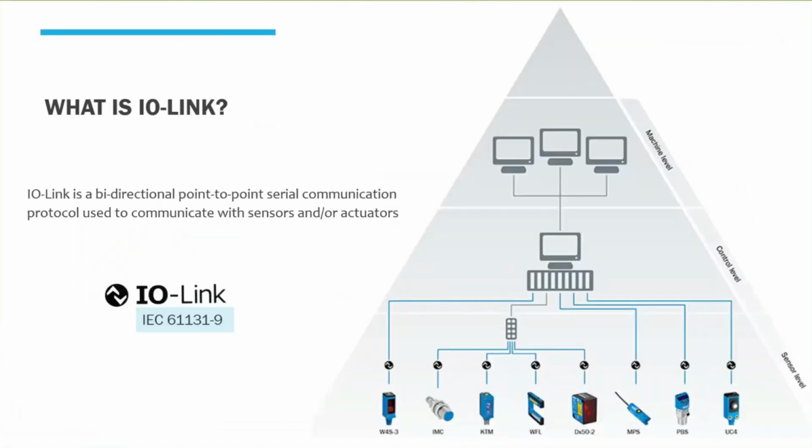So firstly, what is IO-Link? In simple terms, IO-Link is a bidirectional point-to-point serial communication protocol that is used to communicate with sensors and/or actuators. Also, IO-Link is the first standardized IO technology worldwide for communication with sensors, and is also recognized by the IEC standards 61131-9.